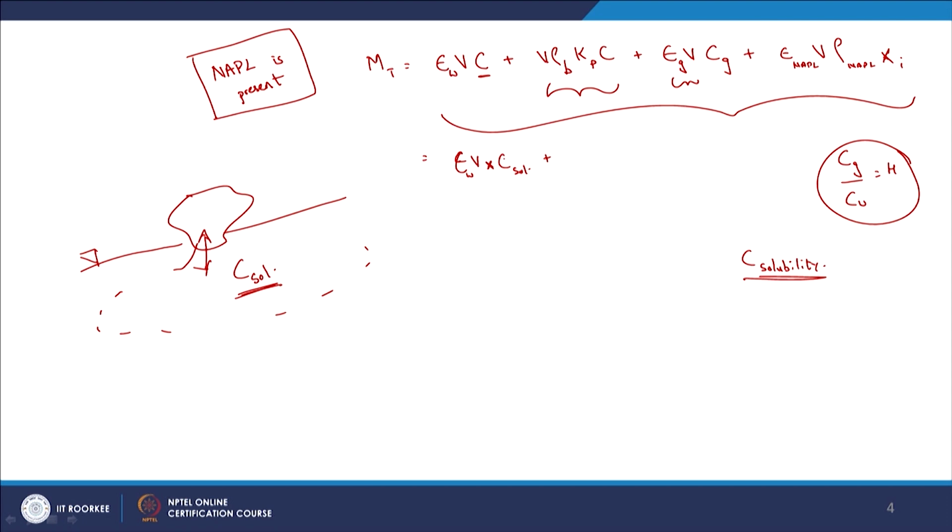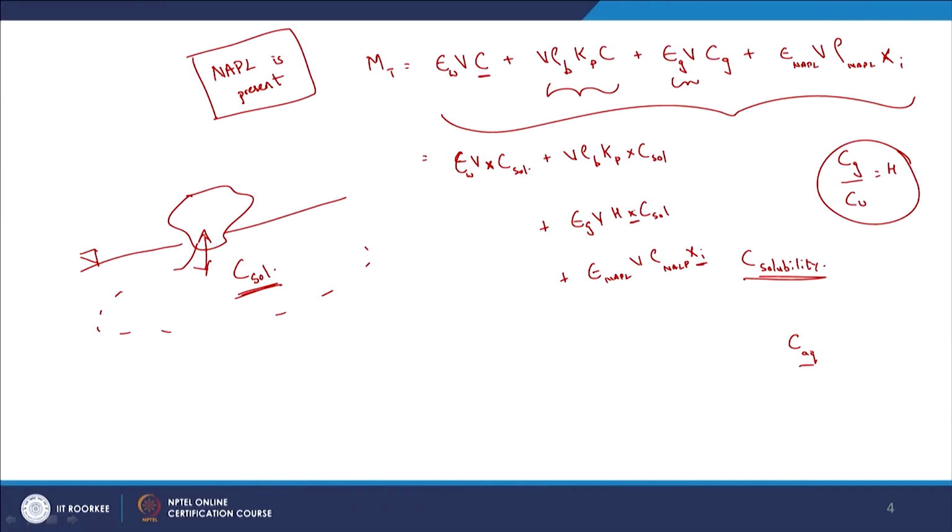This is that fraction x, plus V rho_B Kp times x times C solubility, plus again rho gas V Cg, where Cg is nothing but Henry's constant into the concentration of water. The concentration of water we are expressing in terms of solubility, so x times C solubility. Plus obviously again the mass in NAPL: volume, density of NAPL and mole fraction of this NAPL. Again keep in mind this x is different from the one here. What is this x?